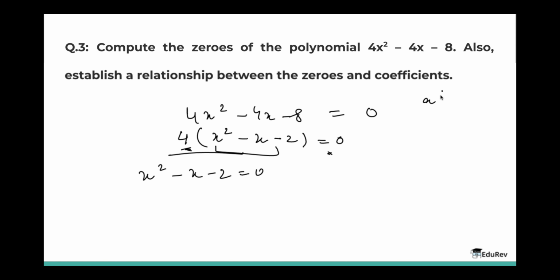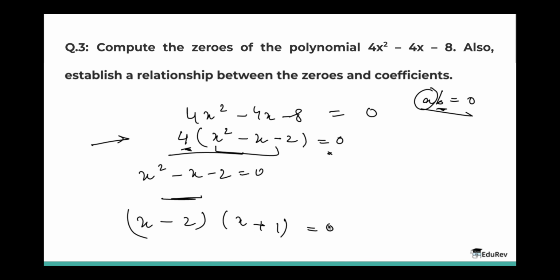Exactly what I'm saying is that if a times b is 0, and if a is not equal to 0, then obviously b has to be equal to 0. This is exactly what we can understand from this equation. 4 times something is 0, but 4 is not equal to 0. So that something that is multiplied by 4 has to be 0 in that case. Now I'll just do that, splitting the middle term. And after doing that, I'll find x minus 2 times x plus 1, which is equal to 0.